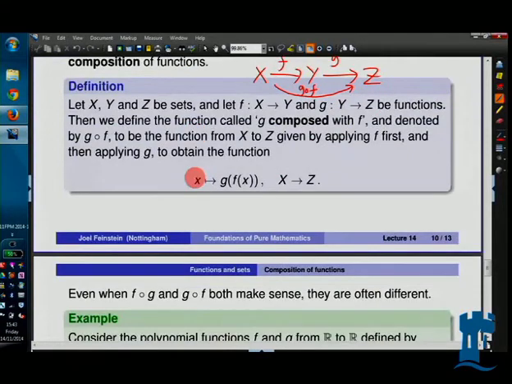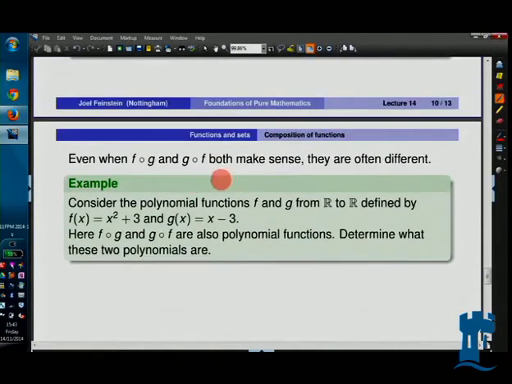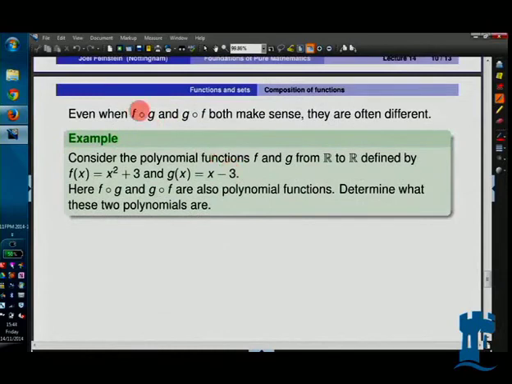Here's an easy example. If you have polynomial functions, they go from R to R, and you can compose them either way round, and you usually get different answers, but not always. There are some fun examples which work both ways round. But here we are. We can work out what these ones are. We're going to have f of x is x squared plus 3, g of x is x minus 3.